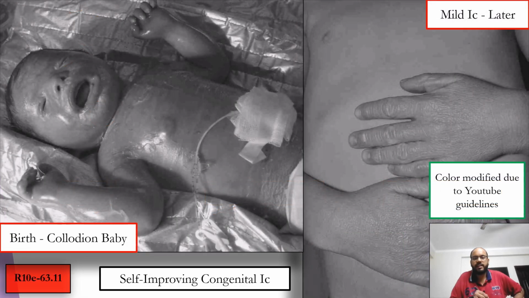So look at this shiny parchment-like collodion membrane. It is totally different from what you see in Harlequin ichthyosis. Those thicker plates are not there. You have mild eclabium, ectropion. And after birth, it has now changed to self-improving congenital ichthyosis, in which you have mild scaling present. Otherwise, the skin is somewhat normal after peeling of the collodion membrane. Let's move forward.